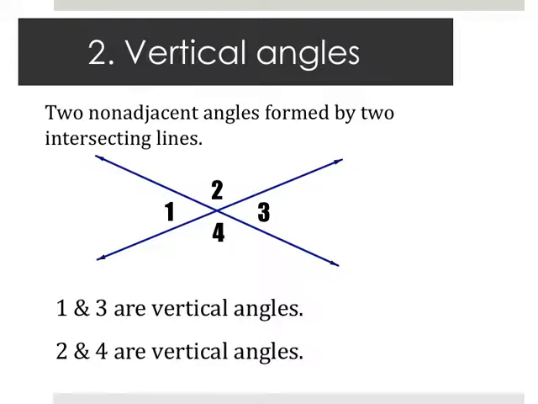Okay, so let me ask my question again. What's the relationship in the measures of angles 1 and 3? They're the same. Now here's the important question. Why?